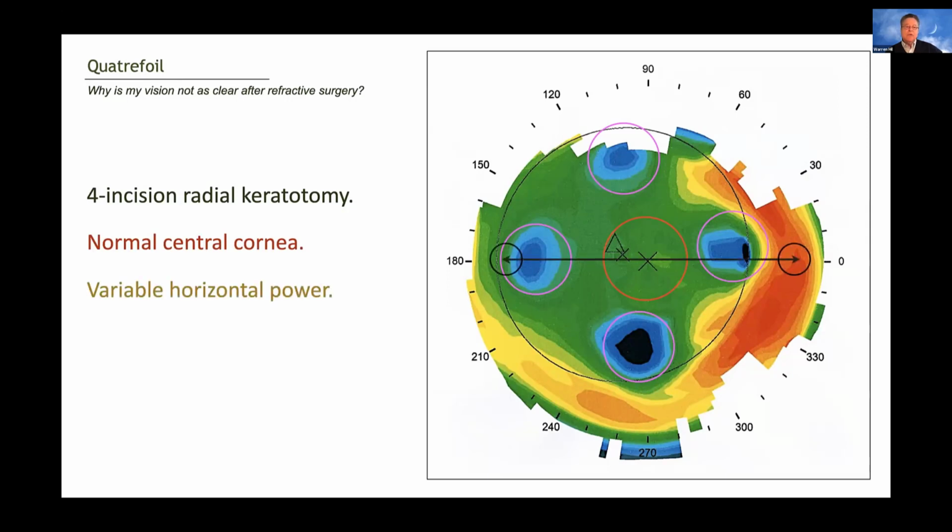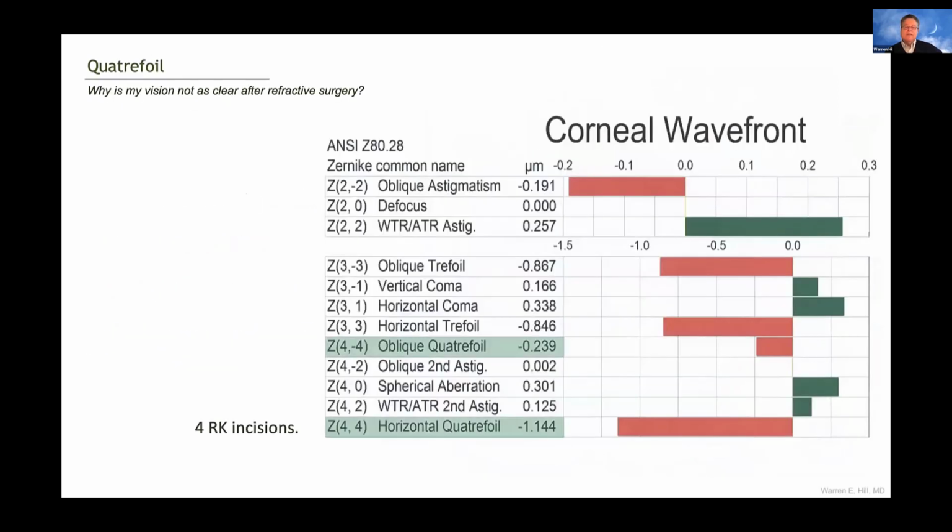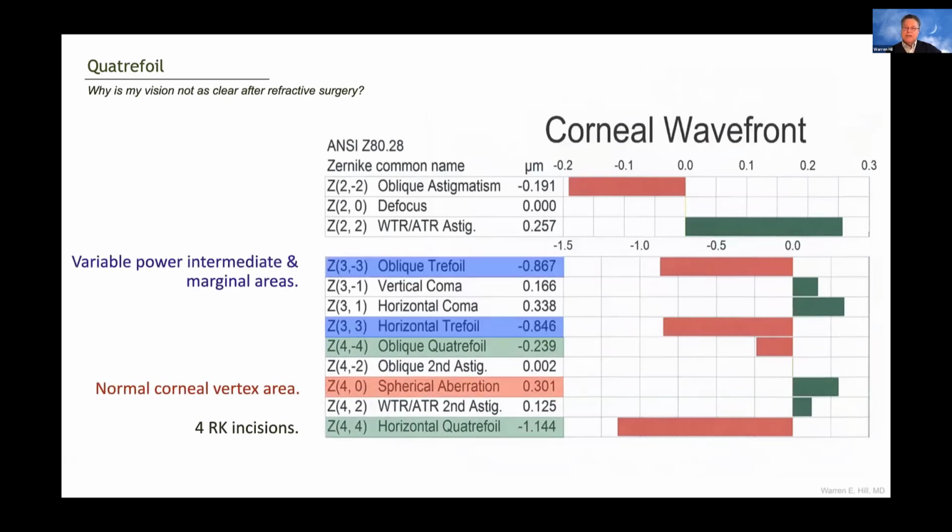So we have some variable horizontal power, variable power at the intermediate and marginal areas, so probably some coma as well. So there's their aberration profile. We have some quatrefoil, spherical aberrations normal, and some trefoil, and a mild elevation of coma.